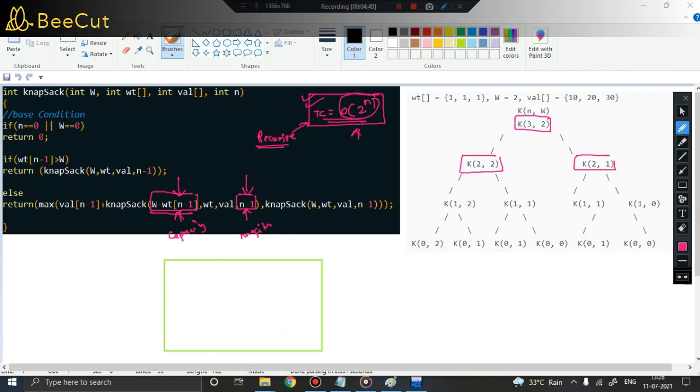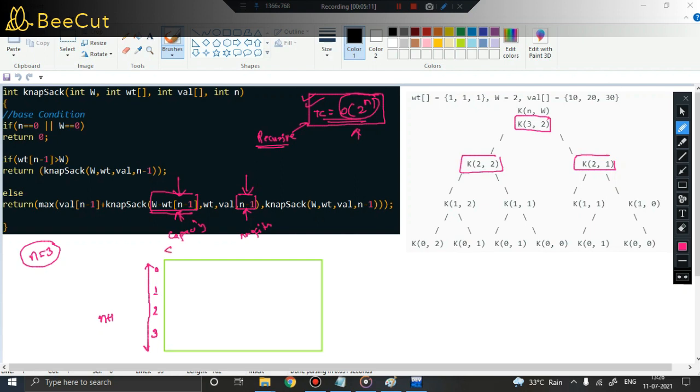So in the row side, you will have n plus 1 rows. If n is the number of items, what is the n? N value is 3, isn't it? So n value is 3. So you will have 3 plus 1, that is 4 rows. 4 rows in the sense 0, 1, 2, 3, like this. 4 rows because index starts from 0, right?